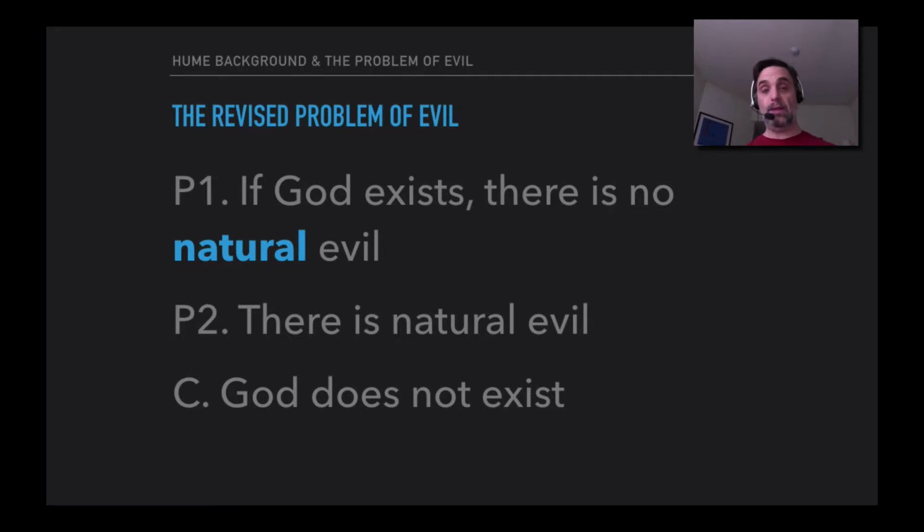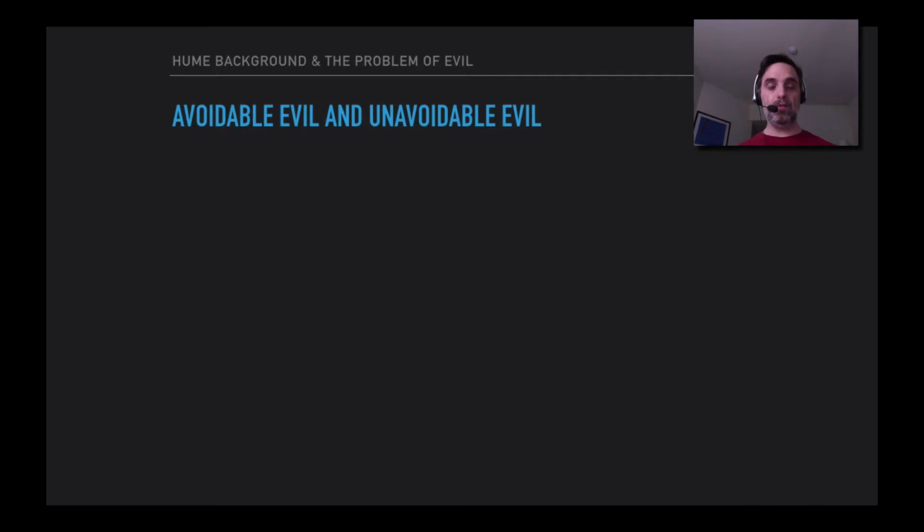Is it sound? Well, that depends upon whether or not the premises are true. The second premise seems true. What about the first? Is the first premise true? Is our new premise true? Well, let's think about it. So we can distinguish between avoidable evil and unavoidable evil. What's the difference? Well, avoidable evil, let's consider an example of avoidable evil.